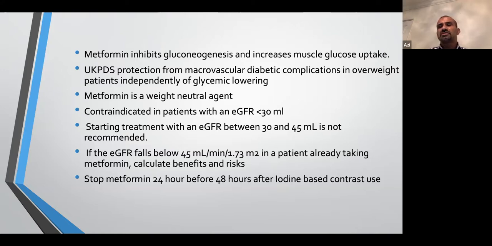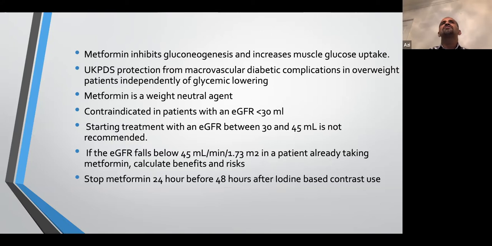Metformin inhibits gluconeogenesis and increases muscle glucose uptake. I refer to the diagram or the picture that I shared earlier. The UKPDS showed protection from macrovascular diabetic complications in overweight patients. So metformin has proven to reduce macrovascular complications and therefore ASCVD risk. Metformin is a weight neutral drug, however, proven to have weight reduction in some patients. It is contraindicated only if eGFR is less than 30 ml. So this is an update.